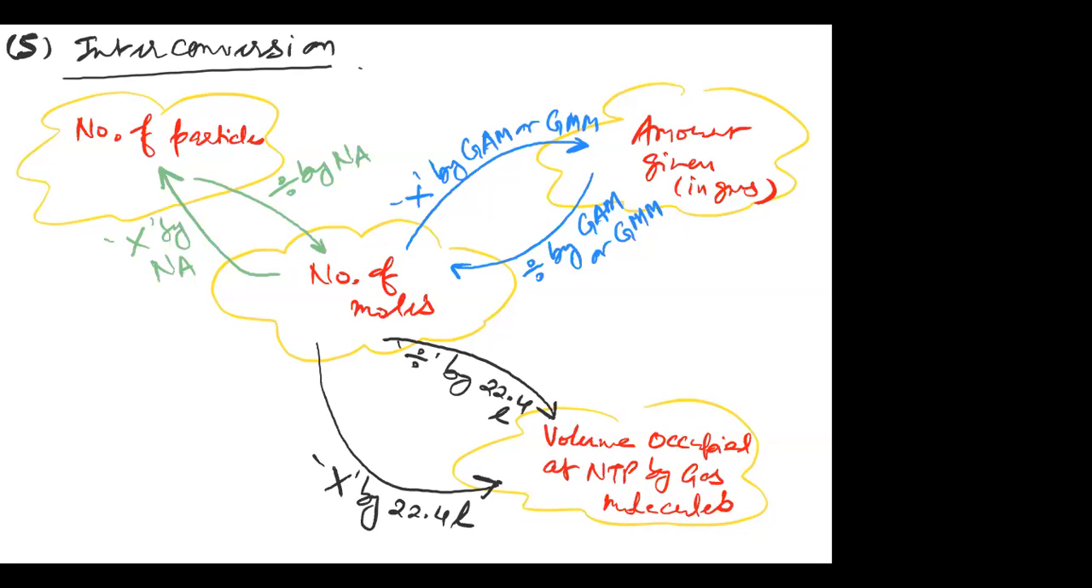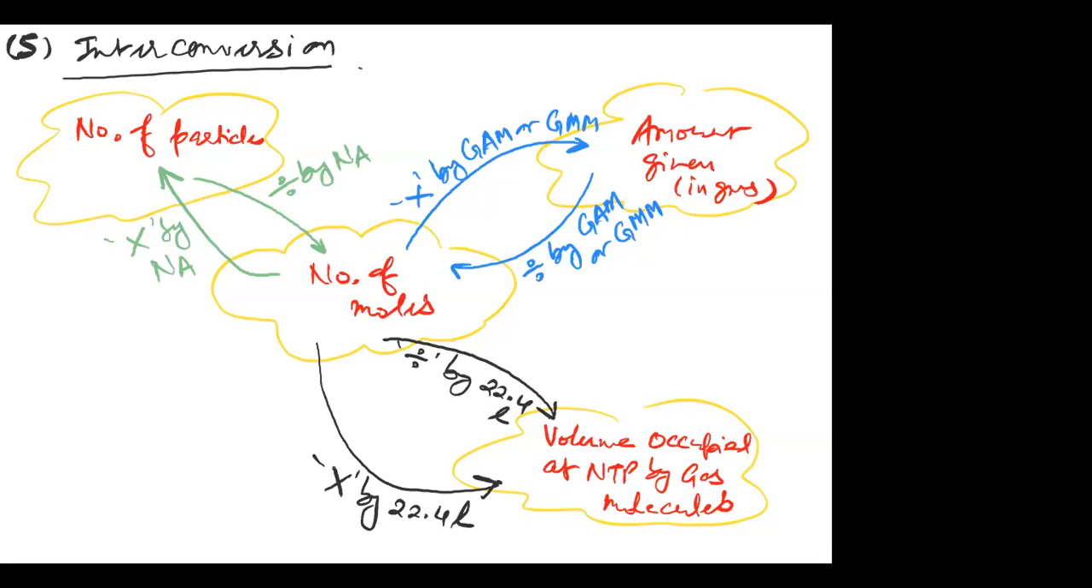So if you see the interconversions, number of particles divided by Avogadro number gives number of moles, and number of moles multiplied by Avogadro number gives number of particles. Number of moles can be multiplied by gram atomic mass or gram molecular mass, and amount given should be divided by gram atomic mass or molecular mass to find out number of moles. Number of moles can be multiplied by 22.4 liter to find out volume occupied at NTP.